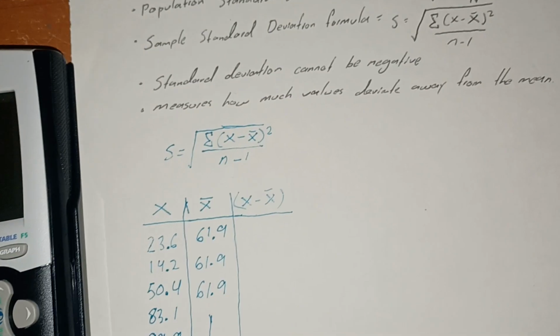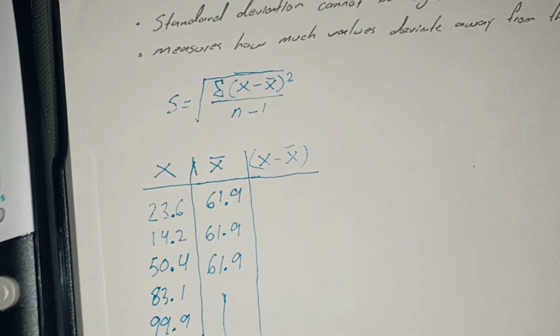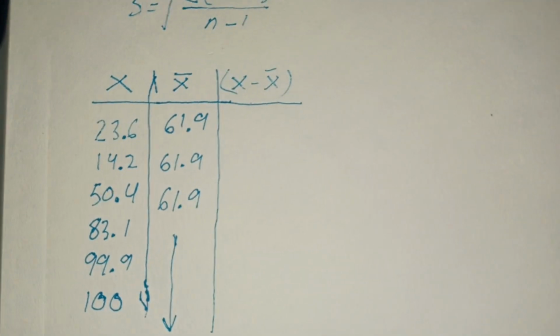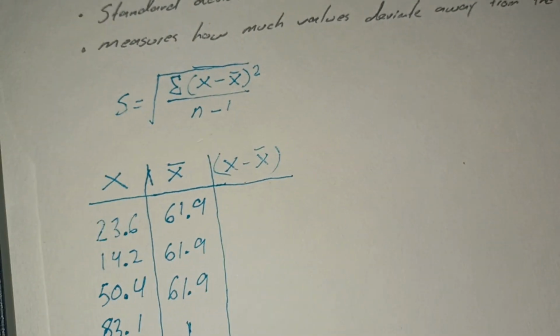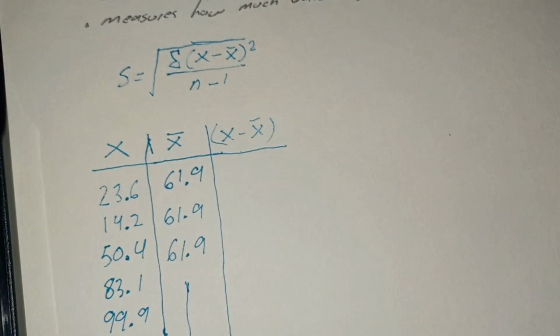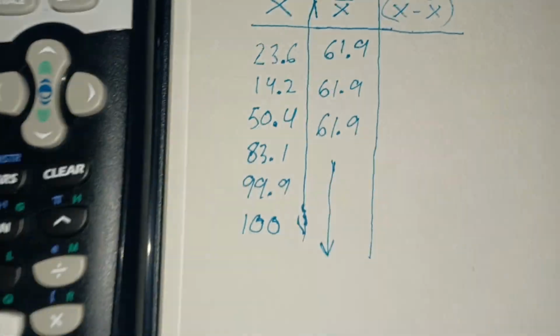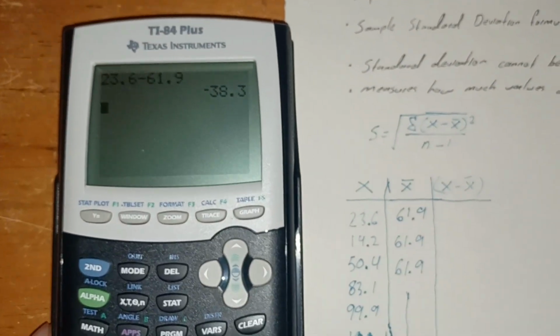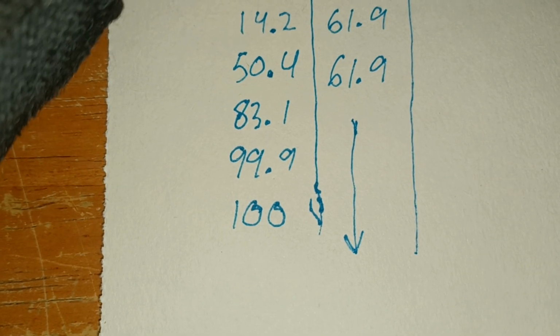23.6 minus 61.9. That's going to give us negative, hold on a second. I don't think that's right. So 23.6 minus 61.9, that's going to give us negative 38.3. Sorry, I was checking my notes. So negative 38.3. I'm going to write that down on the third column. Negative 38.3.